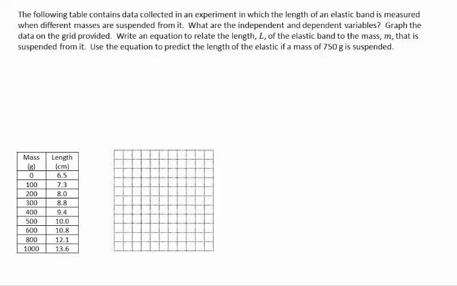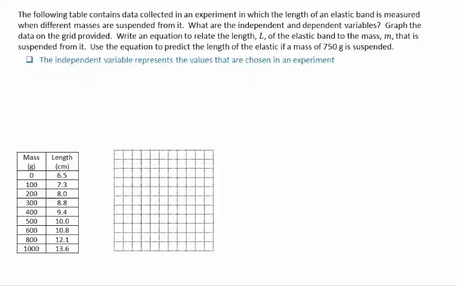The following table contains data collected in an experiment in which the length of an elastic band is measured when different masses are suspended from it. What are the independent and dependent variables? Graph the data on the grid provided. Write an equation to relate the length L of the elastic band to the mass m that is suspended from it. Use the equation to predict the length of the elastic if a mass of 750 grams is suspended.